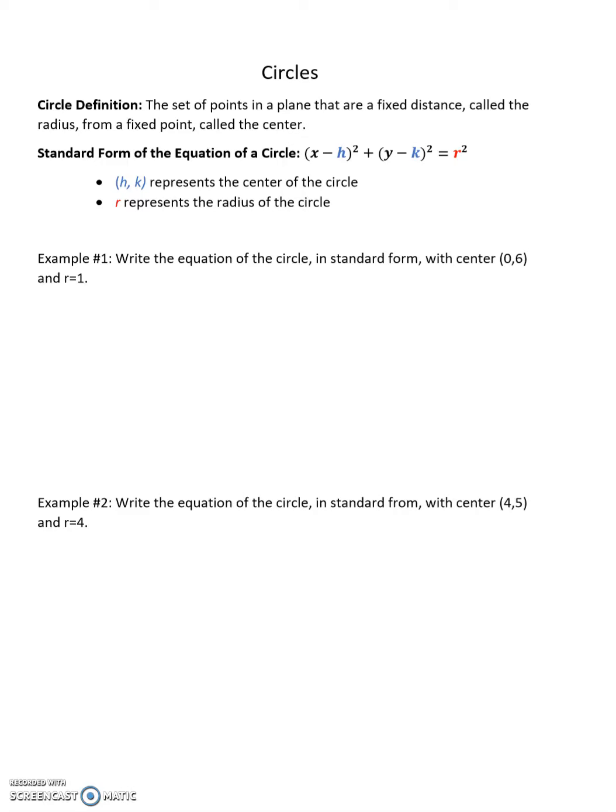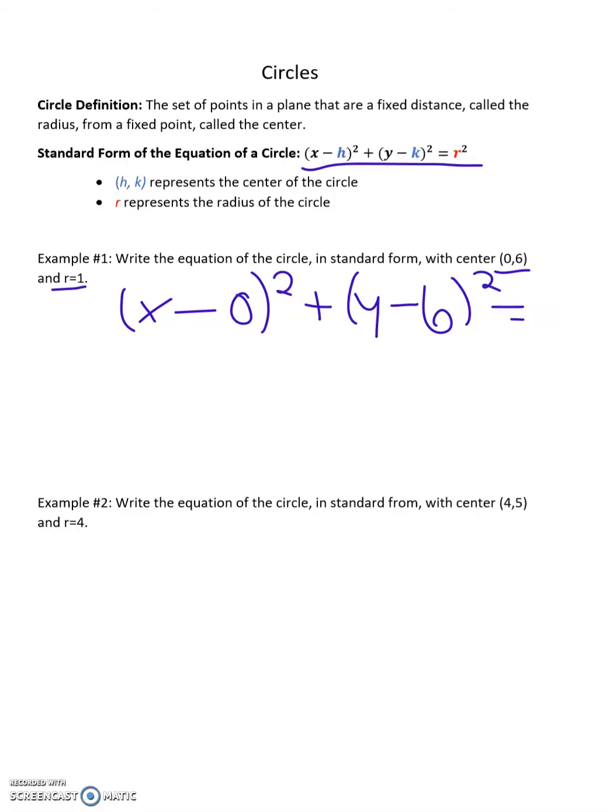So our first example: write the equation in standard form with center (0, 6) and radius of 1. All we're doing is taking our center and our radius and plugging them into this equation up here where they correspond. So we've got (x - h)^2, where h is 0, plus (y - k)^2, where k is 6, equals r^2, which is 1^2.